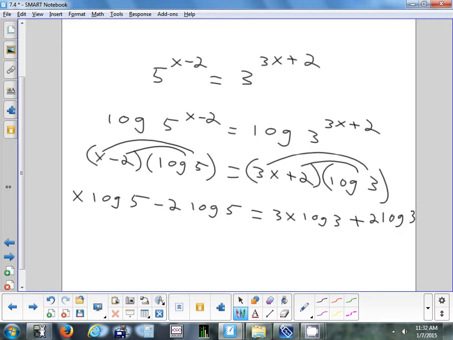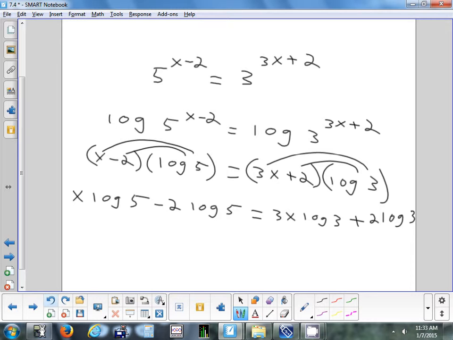And now it looks even worse. It looks like we have logs written everywhere. But remember, this entire thing, 2 log 3 and negative 2 log 5, those are just numbers. We could find out what they are right now if we wanted, or we could get rid of the word log. But I like to round it at the very end.